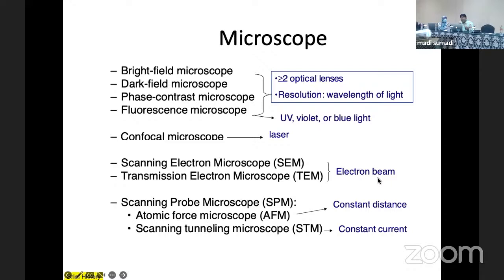What I'm going to talk about is super resolution microscopy on October 11th, which is also a very novel method and it's quite interesting.